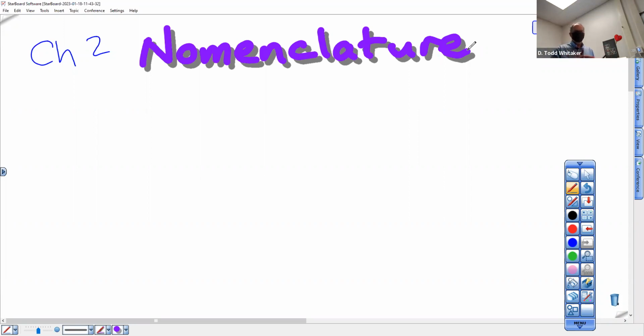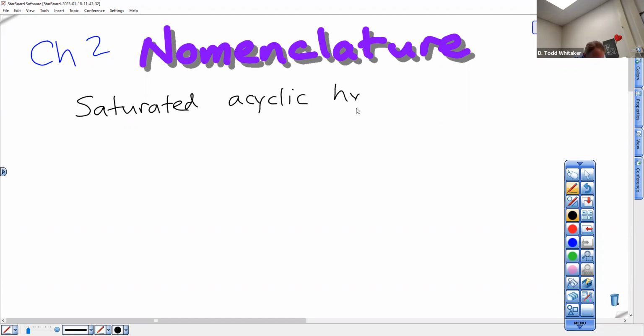When it was solution, we're talking about solubility, right? We're talking nomenclature, it's as many hydrogens as possible. So there are no pi bonds in a saturated hydrocarbon. It's all sigma bonds, and there's as many hydrogens in the formula as possible. So a saturated acyclic hydrocarbon.